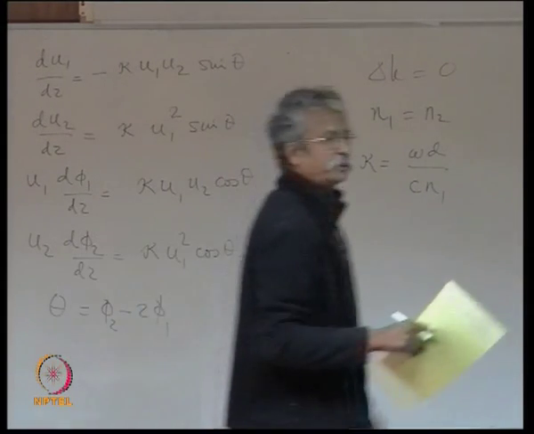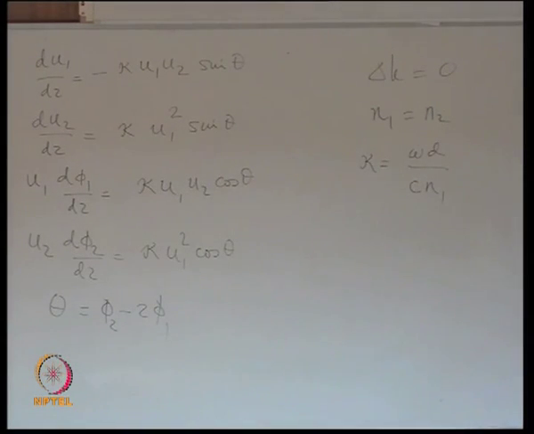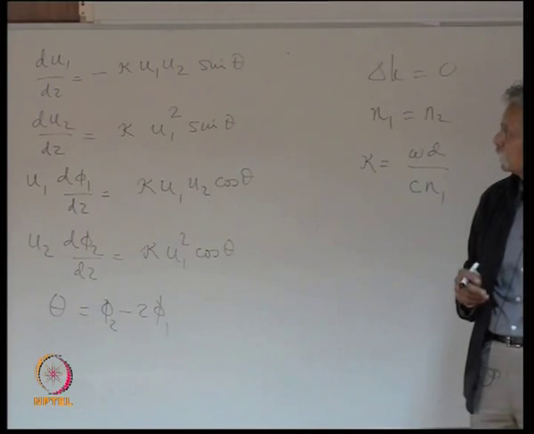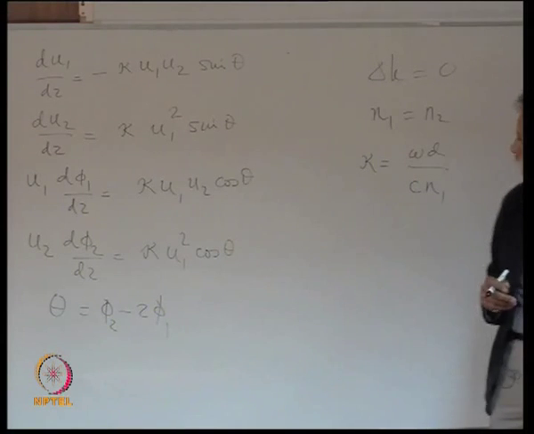So what I do is I substitute the complex fields E1 and E2, which I write as U1 times exponential i phi 1 and U2 times exponential i phi 2, into those equations and equate the real and imaginary parts on both sides, and I get, instead of two complex equations, four real equations now.